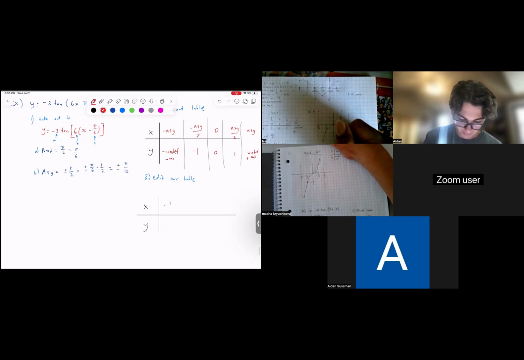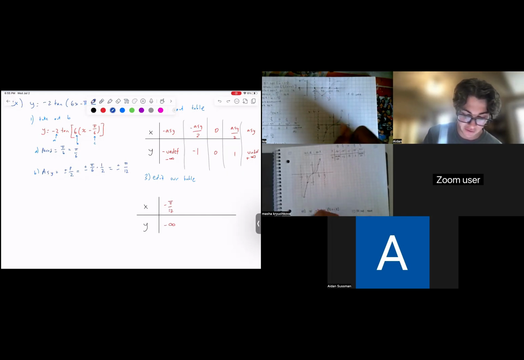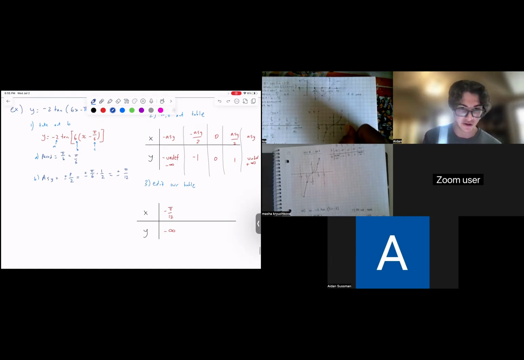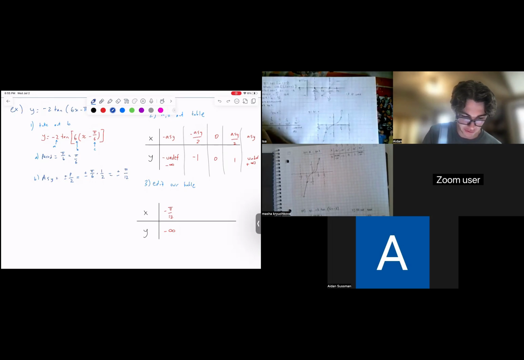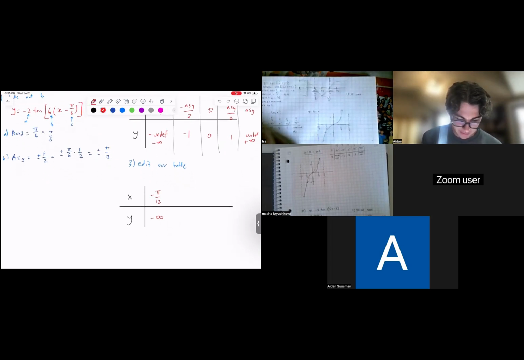Negative pi over 12. Perfect, negative pi over 12, and that's always negative infinity, right? You don't have to worry about down here. Down here doesn't change. The only time down here changes is if we have a d. Up here is the only thing that can change. And that's really easy. We just need to take a look at our asymptotes, right? So that's the first step.